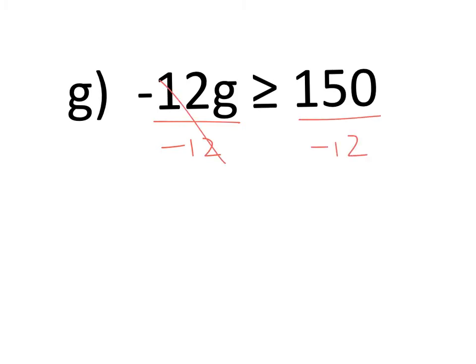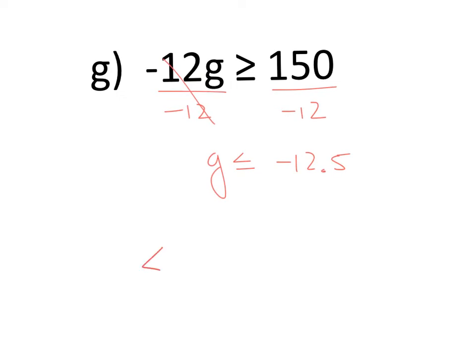On G here, I'm going to divide both sides by -12. So the -12's cancel, G. Now, I just divided by a negative, so I flip that sign. So I get less than or equal, and then I take 150 and divide it by -12, and I get -12.5. Now I'm going to graph on my number line here. So -12.5, I'm going to put a -12 over here and a -13 over here. In this case, I do have a closed circle because there's an equal sign, and shading to the left.